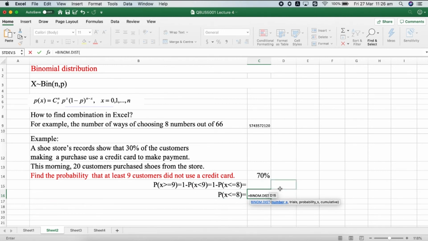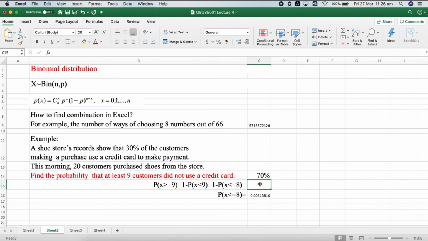The number is X, so it should be 8. And the trials is the total number of customers. It's 20. The probability, we should notice that it should be 70%. And we want it to be cumulative, so we press 1 and then press enter. We can get the probability of X smaller or equal to 8.